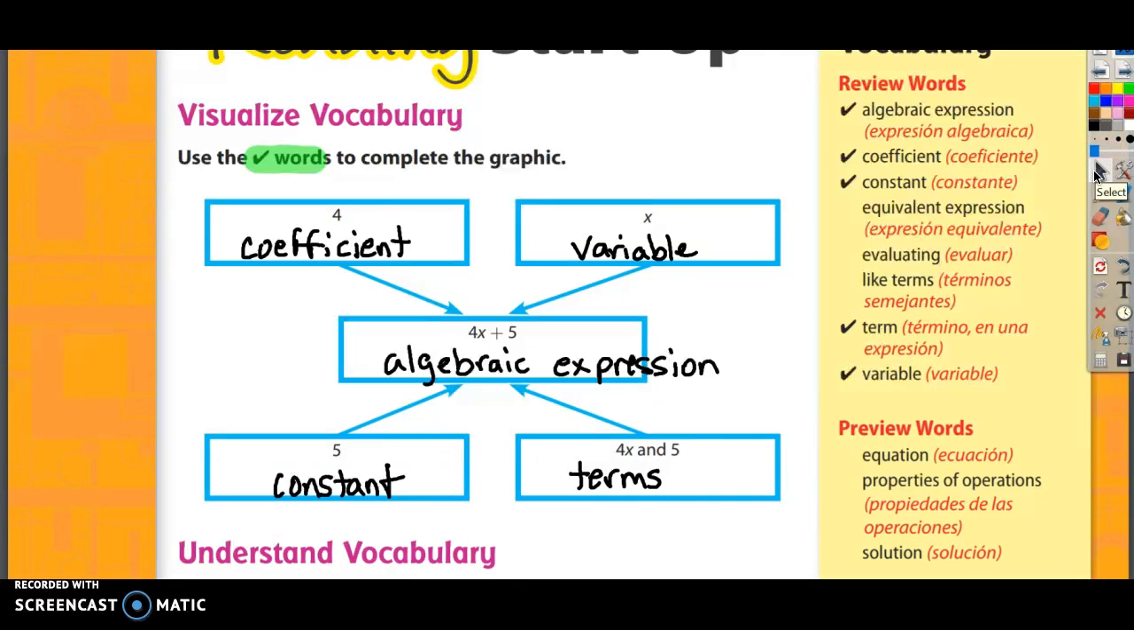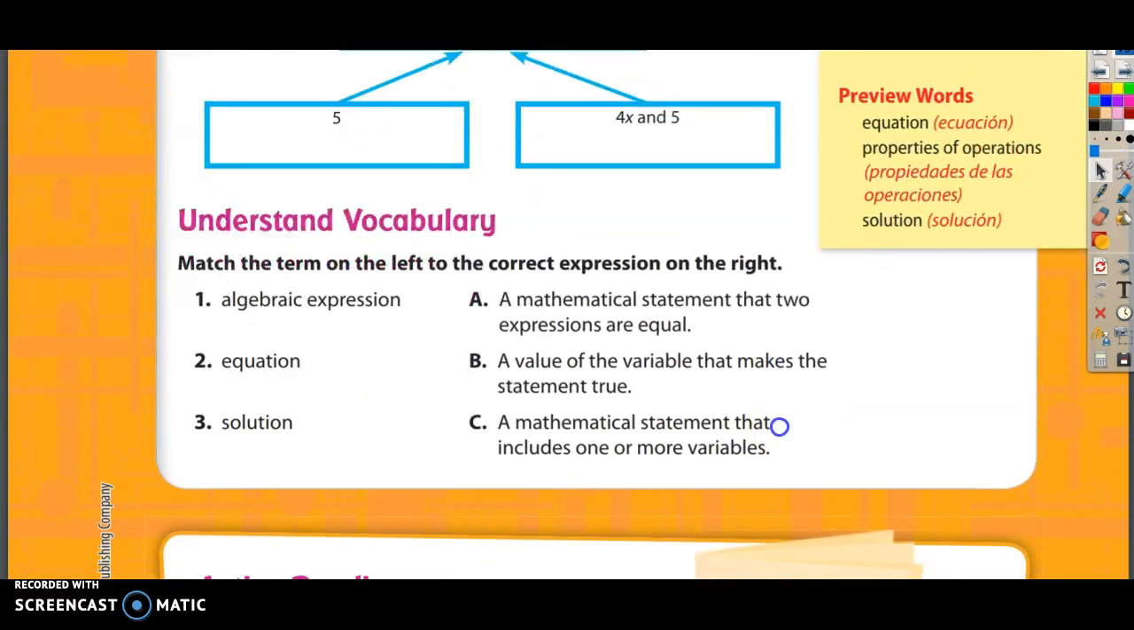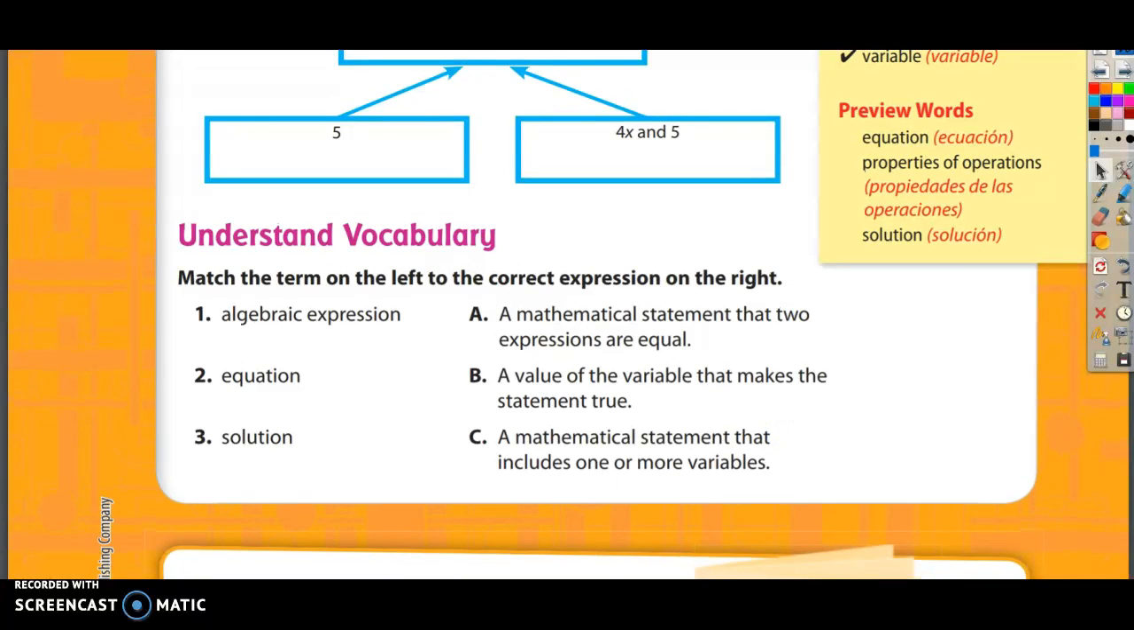All right, let's check out the bottom of the page. Understanding vocabulary, it says match the term on the left to the correct expression on the right, and we're using the preview words. An algebraic expression, number 1, is it a mathematical statement that two expressions are equal? I just said no, because that word equal goes with that word equation. Algebraic expression is a value of the variable that makes the statement true. That is not true. It is C, a mathematical statement that includes one or more variables. A picture of an algebraic expression is a math problem, like this, 4x plus 5, where there's no equal sign. An equation is A, because it's an equal sign.